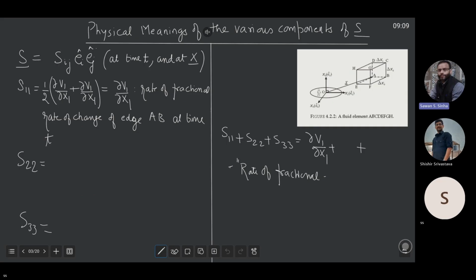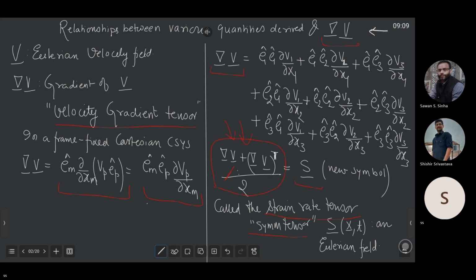Physical meanings of the various components of S. The way we have defined this tensor, if you work out the individual components, S11 will be what? S11 will be this plus the same thing divided by 2. I'm talking only about the scalar components. S12 will be what? This plus this divided by 2. That will become S12, right? And similarly, other components can be written.